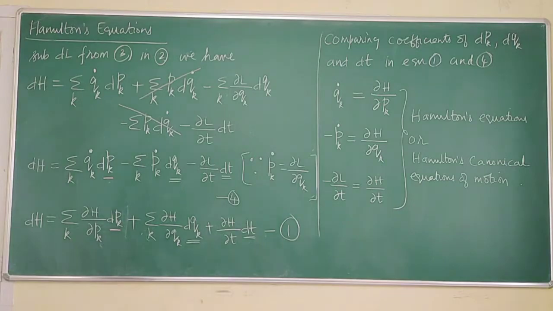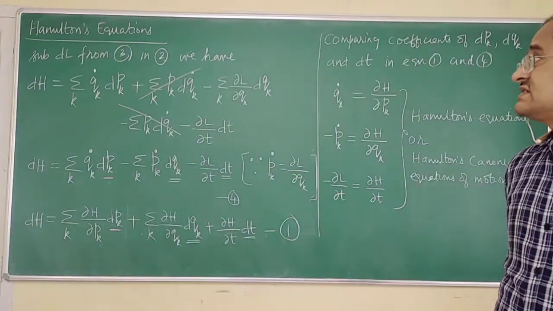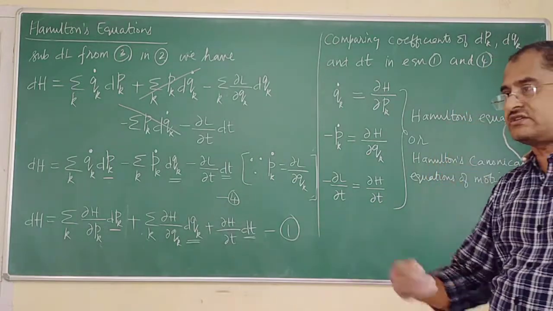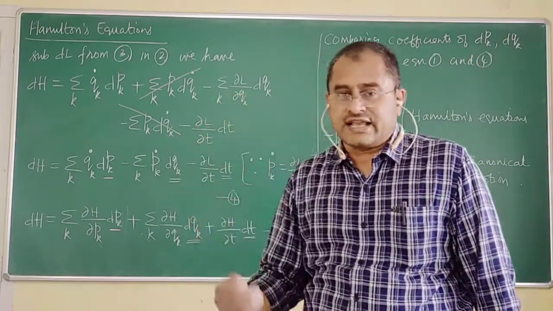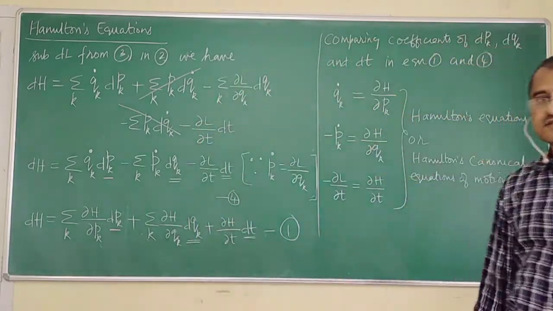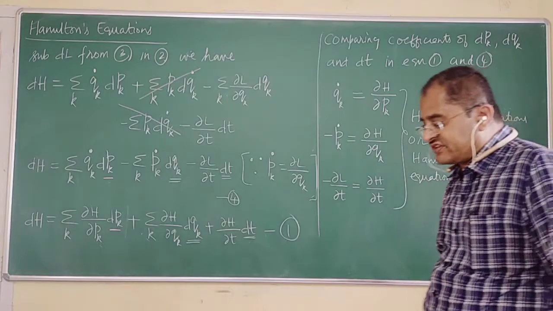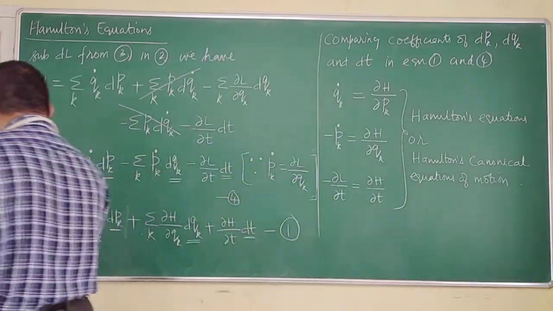Is that okay to you? They can ask you separately to derive Hamilton's canonical equations, in which case you need to start from the Hamiltonian function, which I said is H equal to H of p, q, t. From there you need to proceed. Having said this, we will try to understand the physical significance of Hamilton's function.